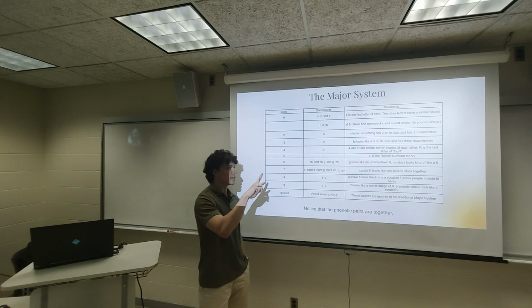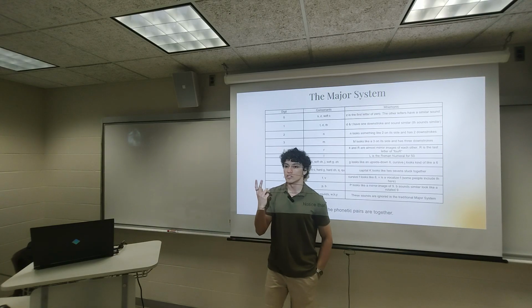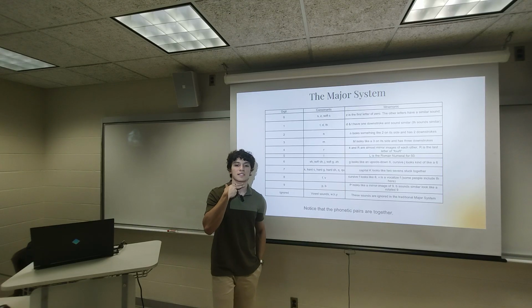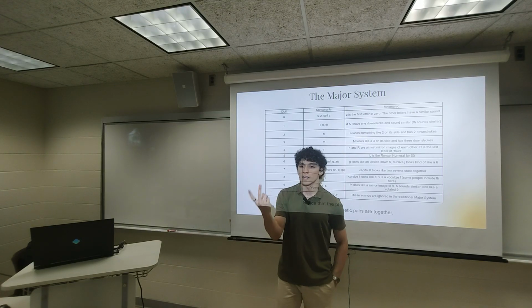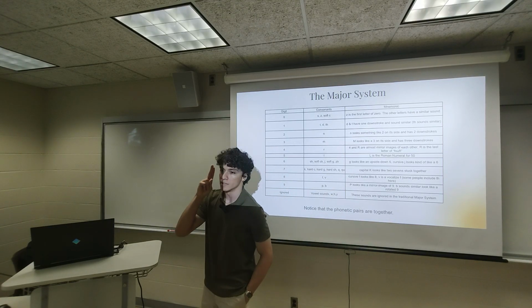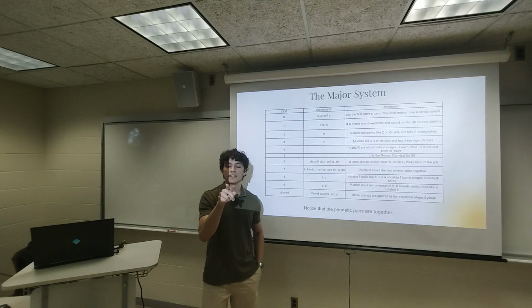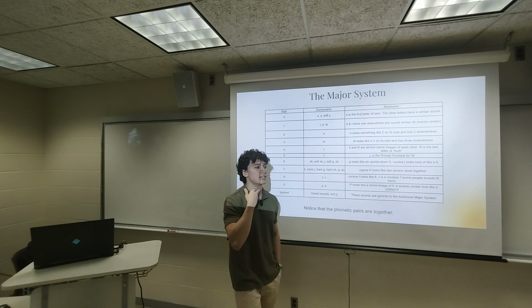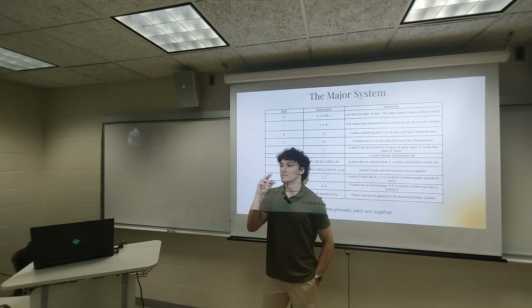So S and Z are phonetic pairs. One is vocalized, the other is not. They represent the same digit. T and D are also phonetic pairs. T does not vocalize, does not vibrate. D vibrates.